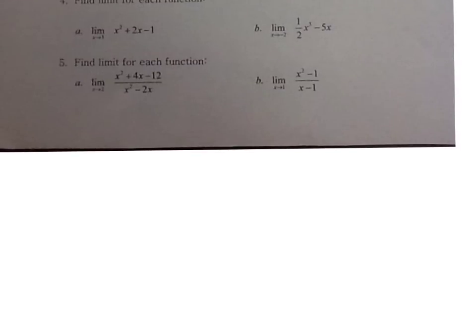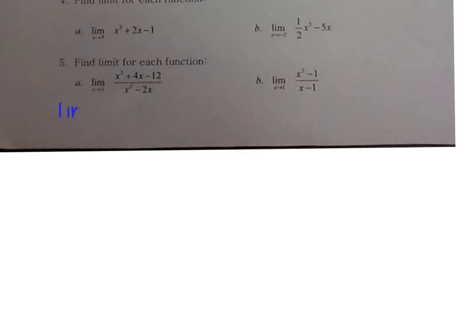5 is also finding a limit. But notice what's going to happen when I do direct substitution. When I do direct substitution down here, I'm going to get 2 squared minus 2 times 2. That's 4 minus 4. That's 0. So it's undefined. So then we have to simplify this. I don't see any radicals, so this is going to be just a simplify. So I'm going to factor the numerator and the denominator. So I'm just rewriting this right now.